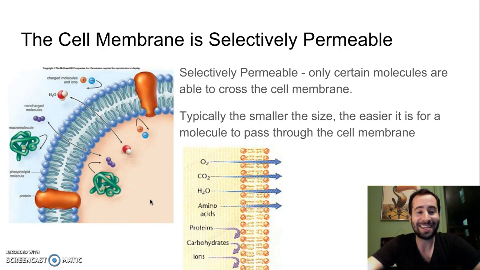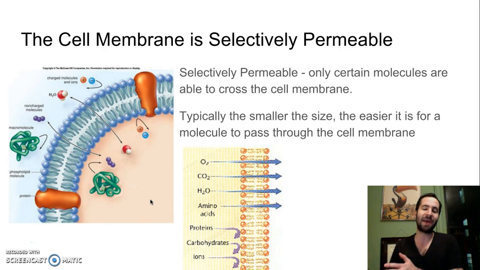The cell membrane is selectively permeable. You need to know what the word selectively permeable means in order to understand the rest of the topic. So let's get into it here. A permeable substance means that something is able to pass through it. If it's permeable, like a sponge, for example, it's permeable to water. Water can pass through a sponge. Selectively permeable, however, means that only certain things can pass through it.